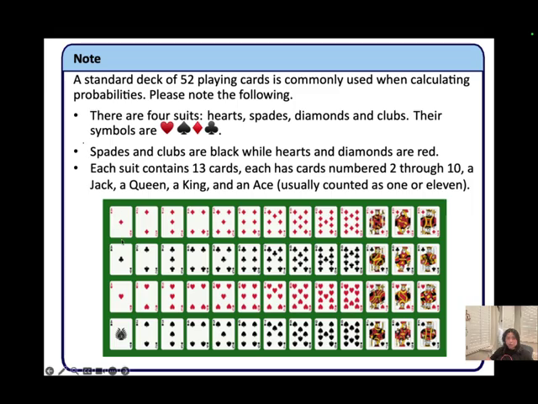So that will be the ace, 2, 3, 4, 5, 6, 7, 8, 9, 10, and then jack, queen, and the king. So in total we do have 52 playing cards. If you guys never played with playing cards, you could look at this picture here.